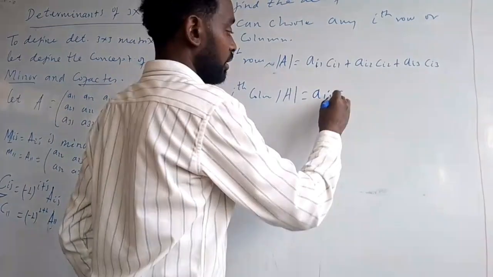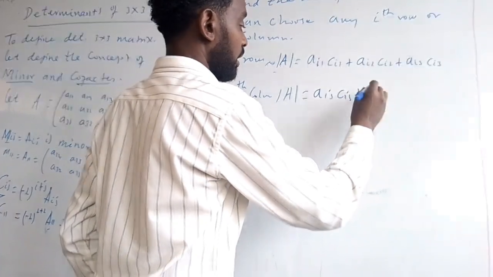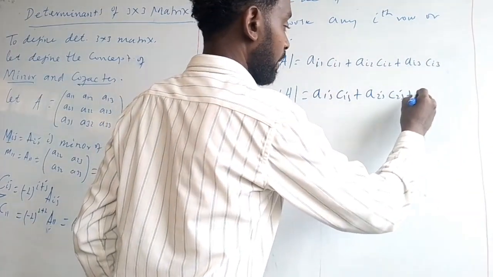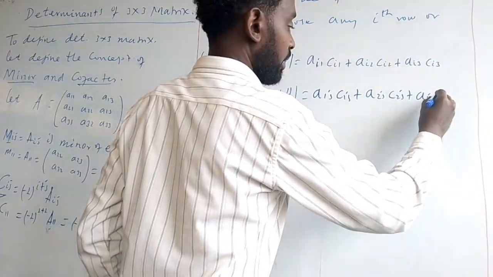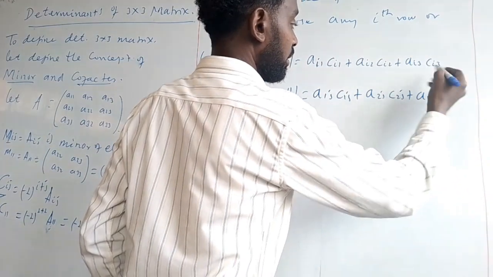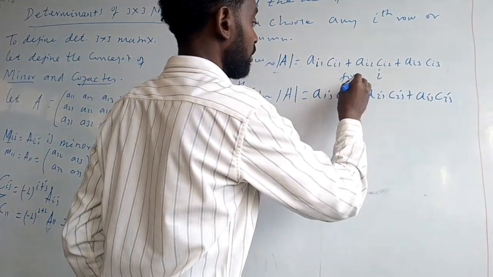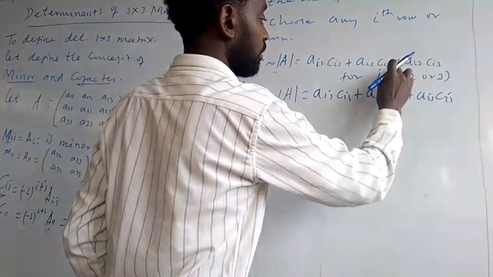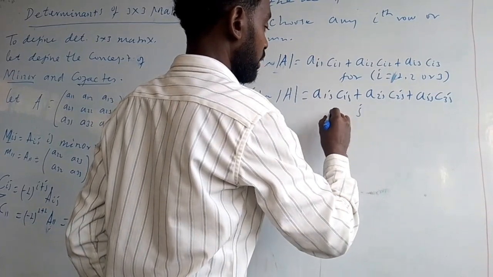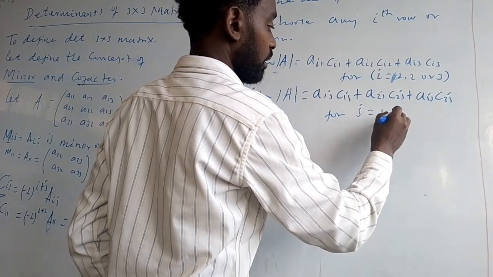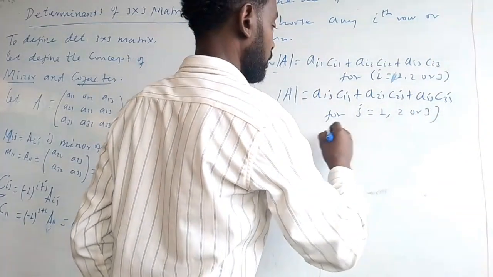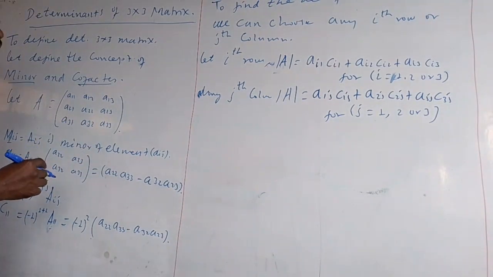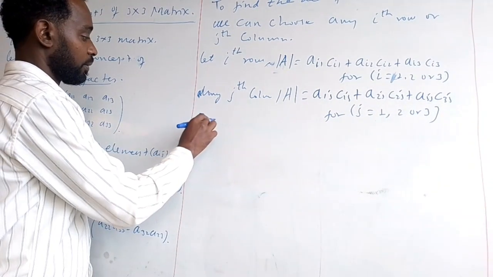Along any j-th column, we can choose any column of the given matrix, maybe the first column, second or third. Let's take the determinant of A along the j-th column: A1j C1j plus A2j C2j plus A3j C3j. This is along column j, where i takes the value 1, 2 or 3, and j also takes the value 1, 2 or 3. So the value of this determinant is equal.